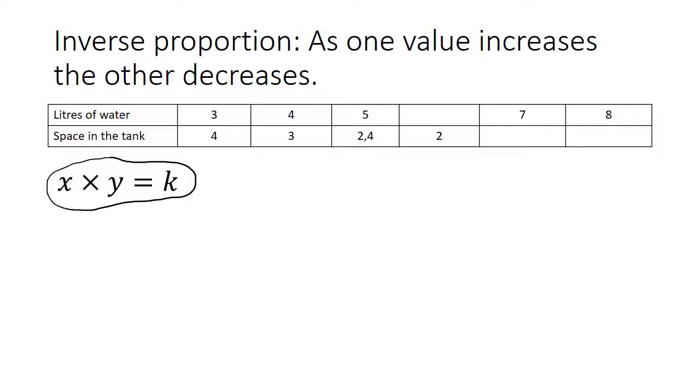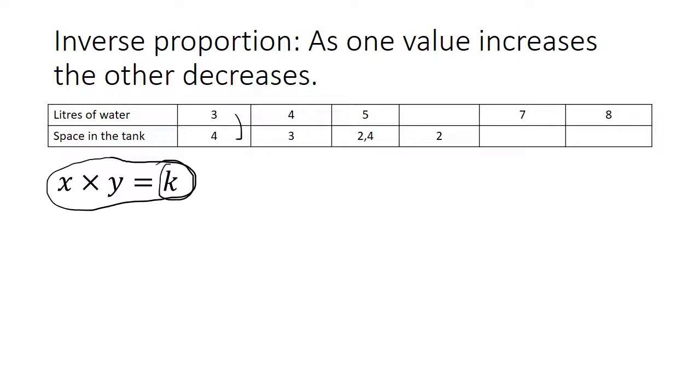And that formula is x multiplied by y is equal to k. Remember that k is a constant. In our direct proportion, k was also a constant. And if we get the same value for k in all our pairs of values, then we know that we've got an inverse proportion. Okay, let's do that for the first pair.